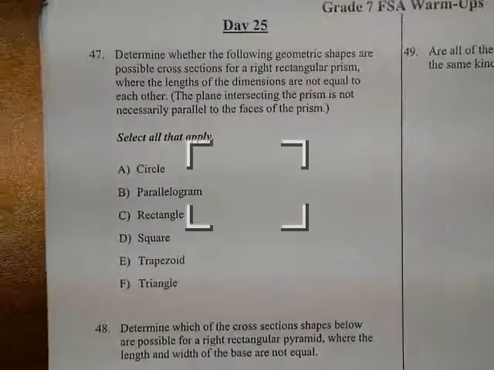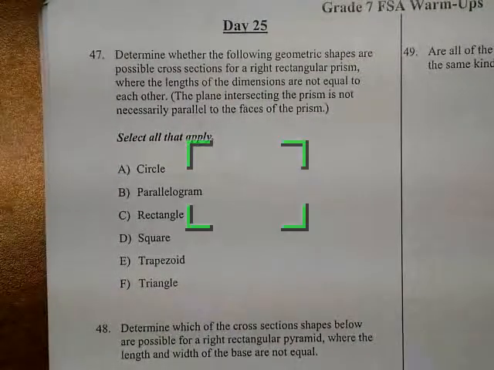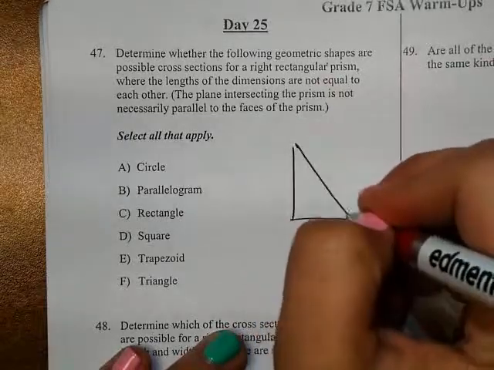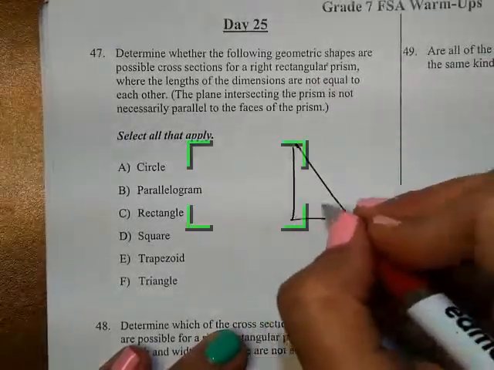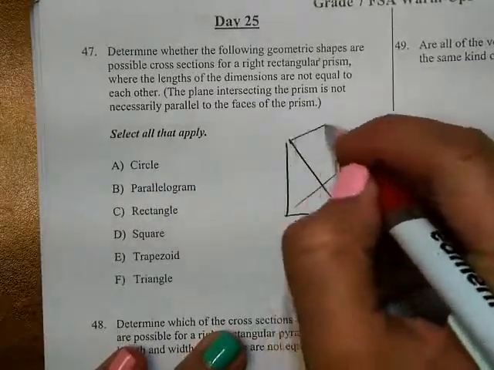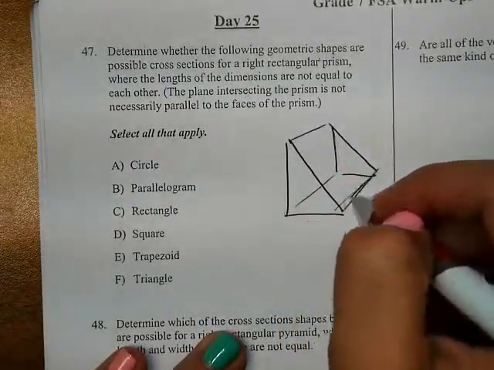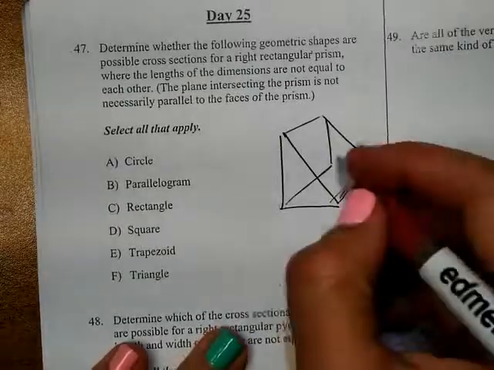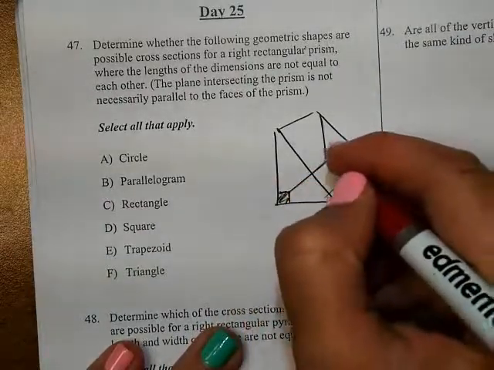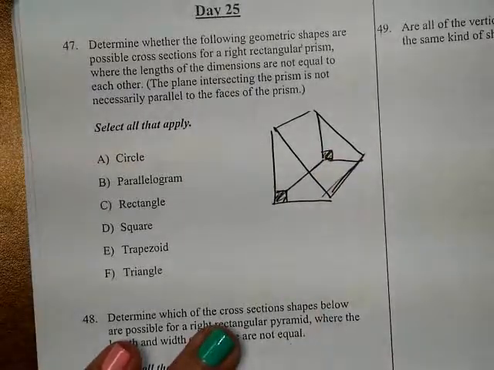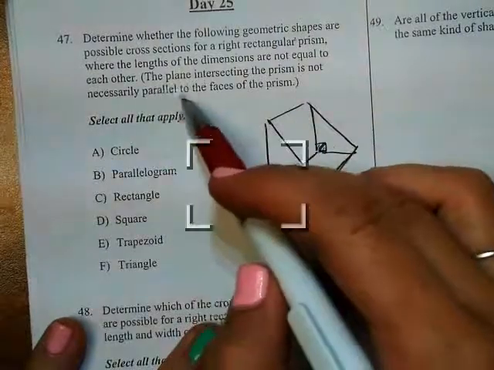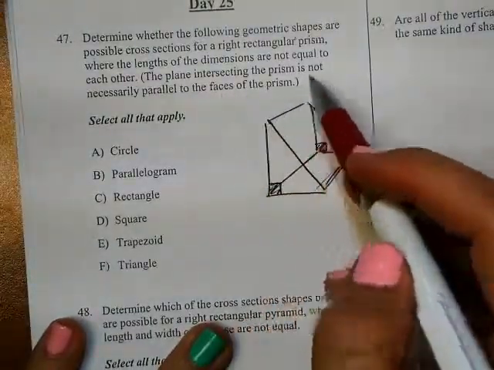47. Determine whether the following geometric shapes are possible cross-sections for a right rectangular prism. That means that's this shape. Right triangular prism. Where the length dimensions are not equal to each other, the plane intersecting the prism is not necessarily parallel to the faces of the prism.